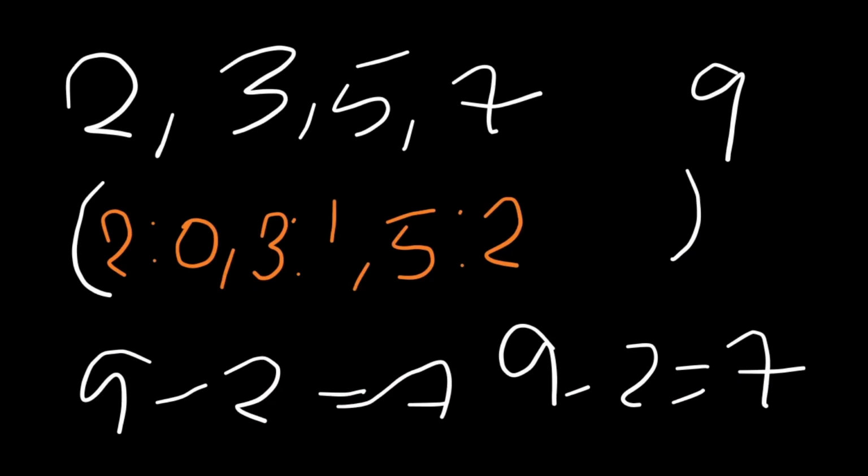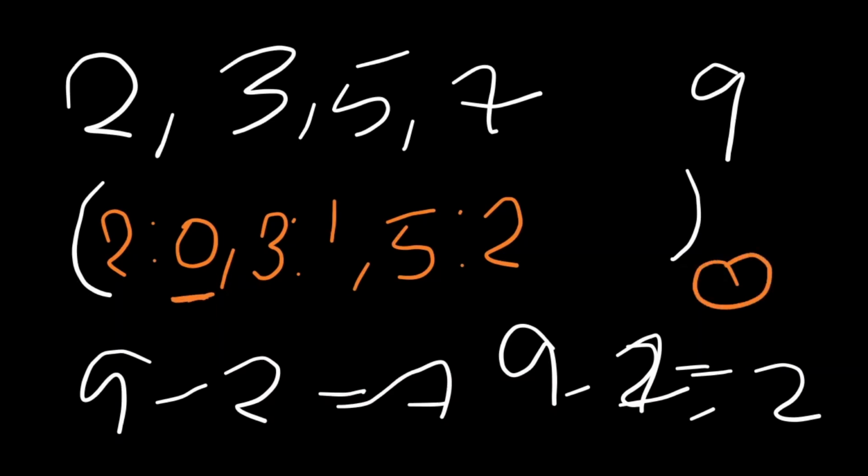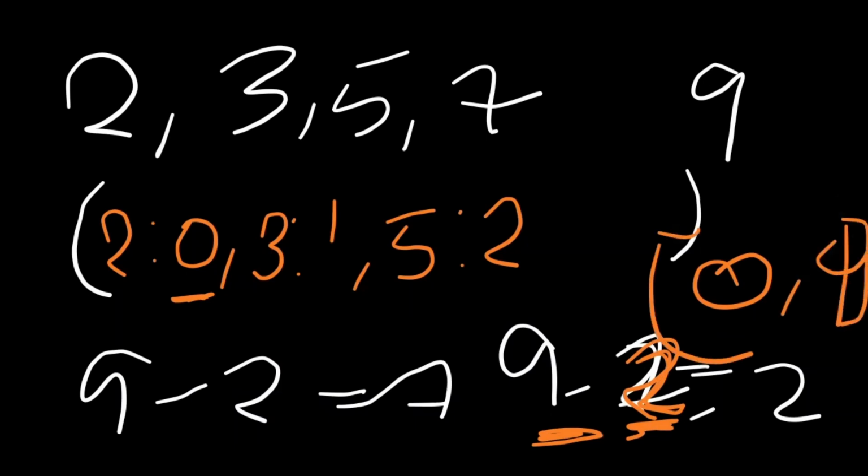9 minus 7, not 9 minus 2. 9 minus 7, that's going to be 2. Does 2 exist in our storage? Yes, 2 exists in our storage, and we can just check at what index it exists. This is 0, and we can return the index at which the number we are currently iterating exists, which is 4. So we'll just go ahead and return this as the answer.